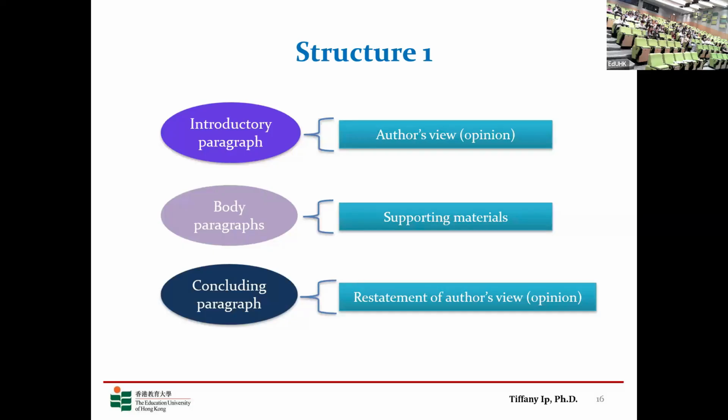But then if you write it in this way, it would sound rather repetitive, right? The author's view is just being repeated at the beginning and at the end. And then in the middle part, there are supporting materials. It seems that it's just one big paragraph being separated into smaller paragraphs.